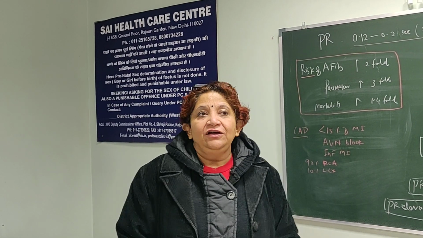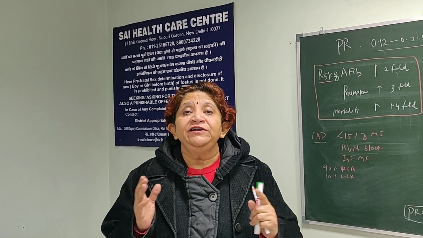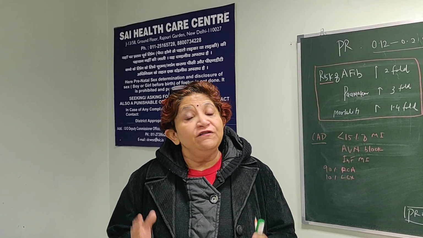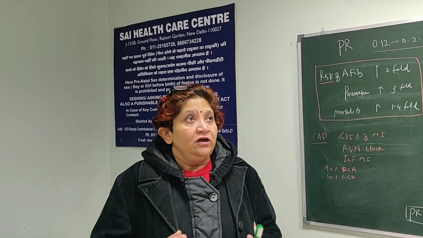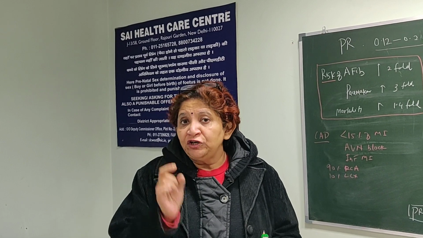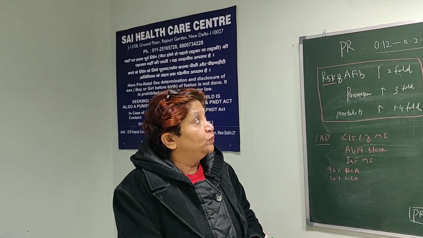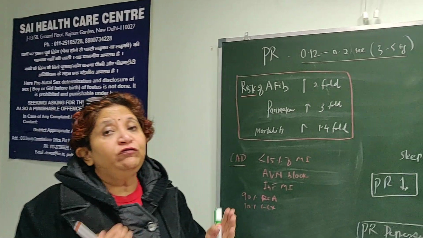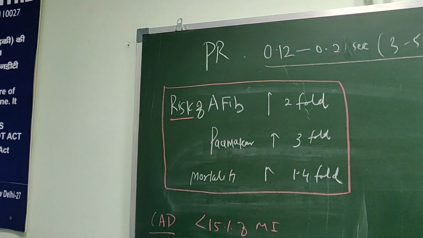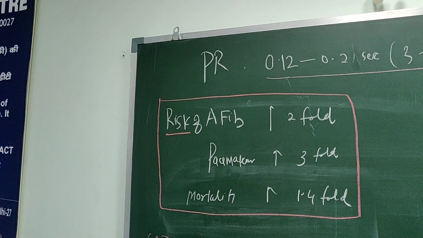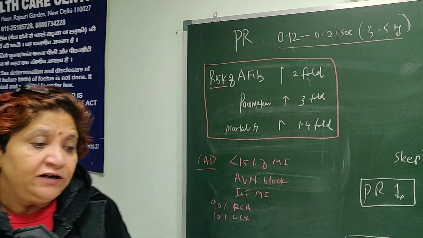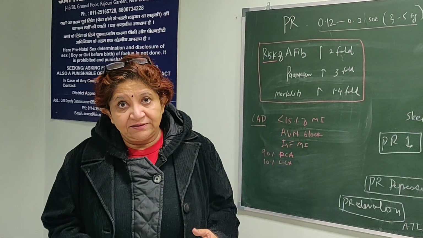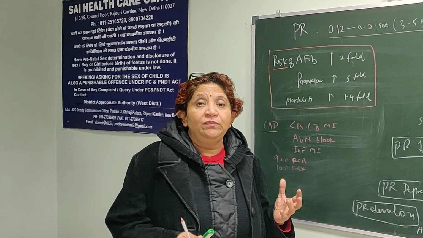Good morning friends. Today we are going to discuss prolonged PR interval, which is also called first degree AV block. We know the normal PR interval is 0.12 to 0.2 seconds. That means 3 to 5 small segments or up to 200 milliseconds. So if the PR interval is more than 200 milliseconds, this is called first degree AV block.